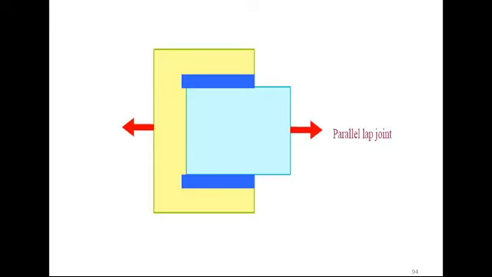Now the next one, the parallel lap joint. Parallel lap joint means we have done the welding in parallel. These are two plates, this is the first plate and this is another plate, and we have done fusion welding on one side, and on the other side, at a parallel level, we have done another welding process. These two welds are parallel with each other, that's why it is called a parallel lap joint.